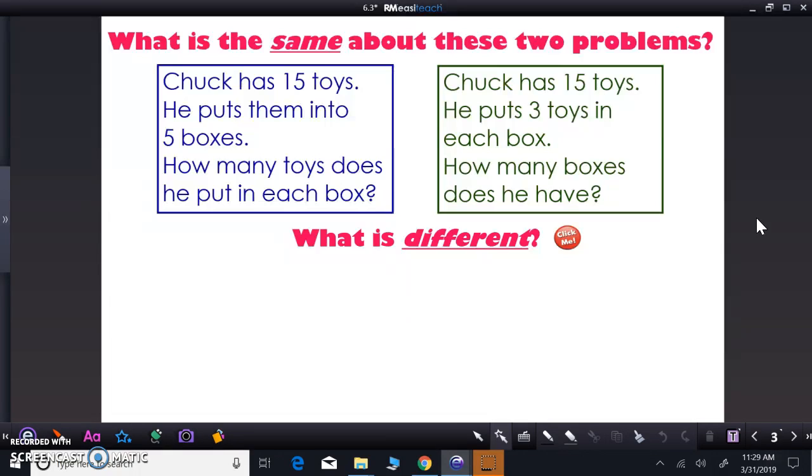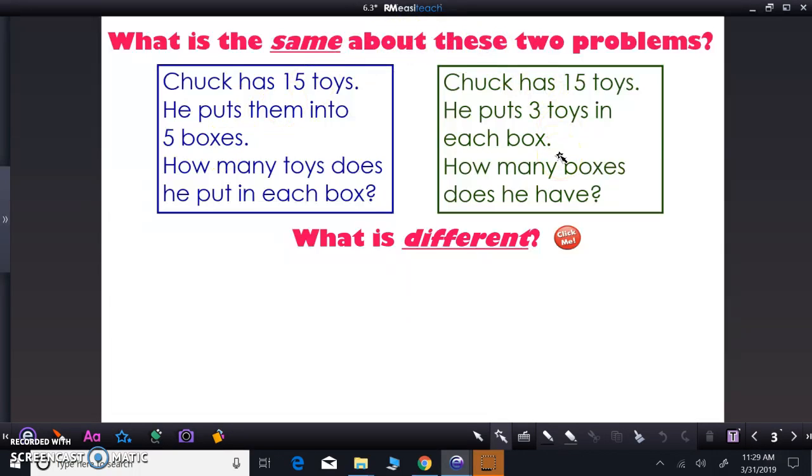What's the same about these two problems? If you said that both problems show that Chuck has 15 toys in all, you're correct. What's different? Well, when we look at the blue problem, we can see that Chuck has 5 boxes. Those boxes represent our groups, which is what we learned about yesterday.